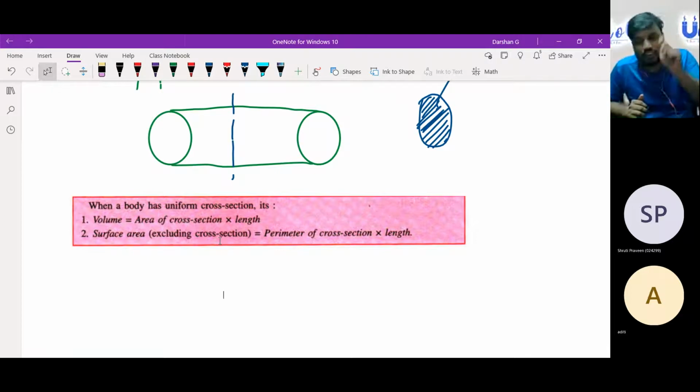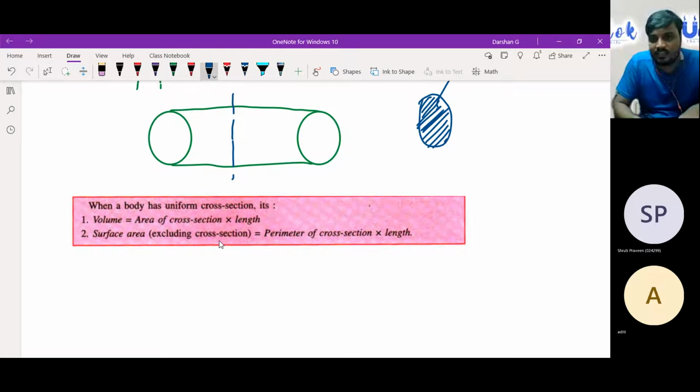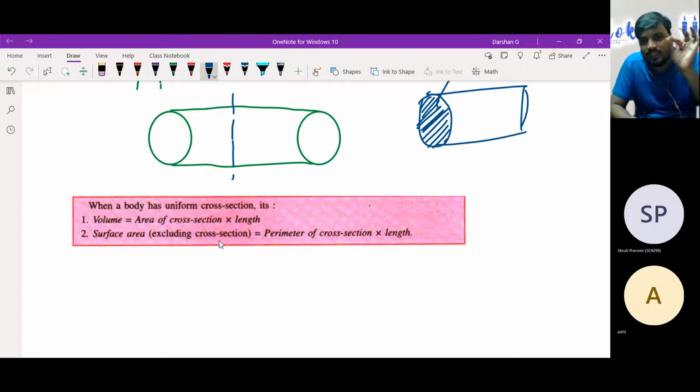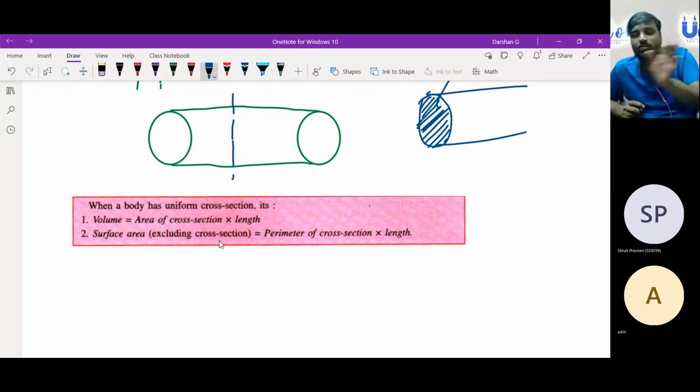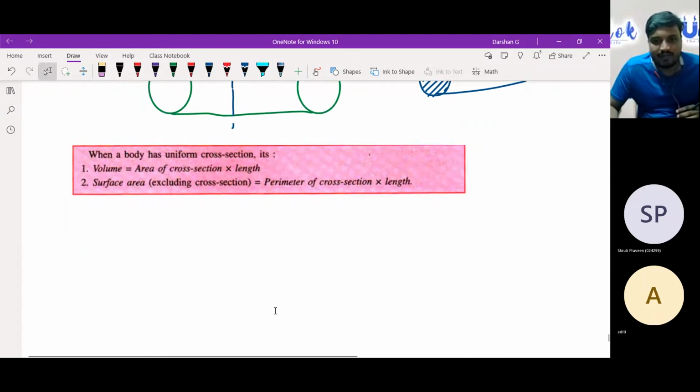So it's the cross section of that pipe times the length of the pipe. Simple. Next, surface area excluding the cross section. When you do the surface area, you would have a bigger pipe like this. Excluding the surface area of the cross section, the complete surface area would be the perimeter of the cross section, that is the round part, into the length. That is the surface area for this cross section.